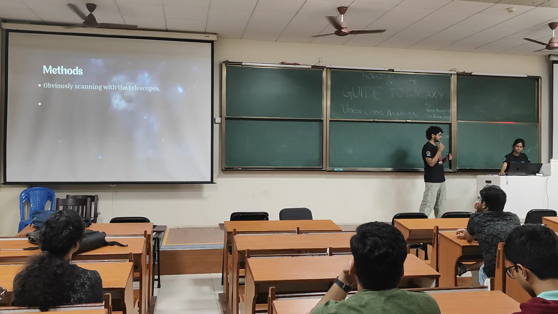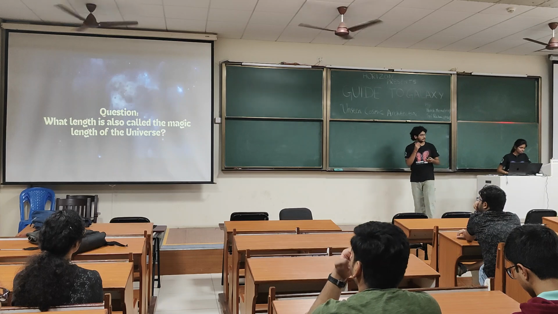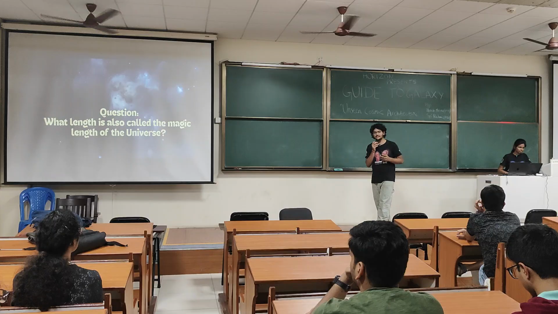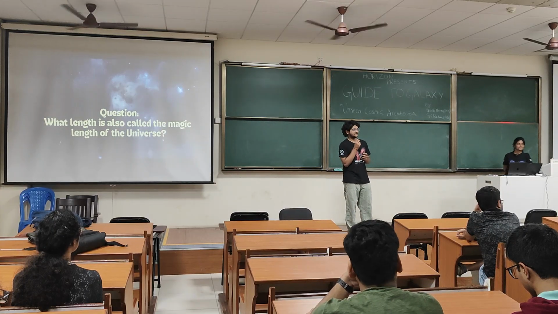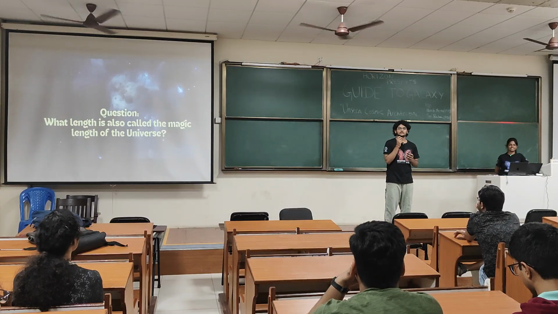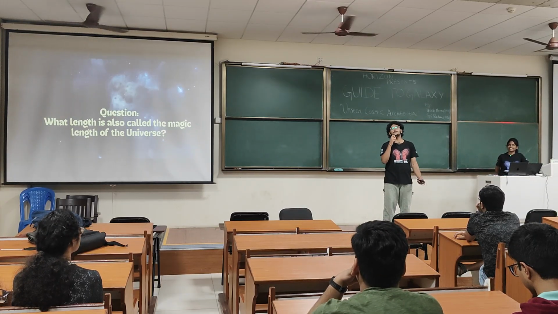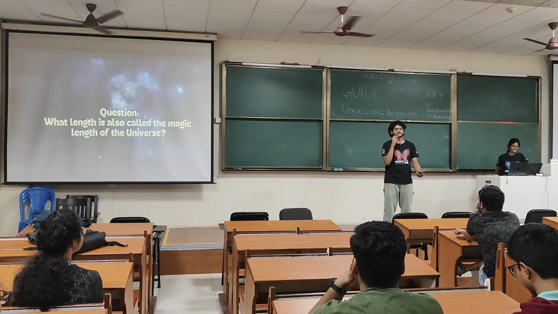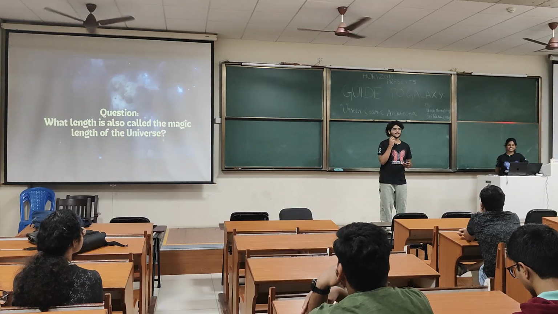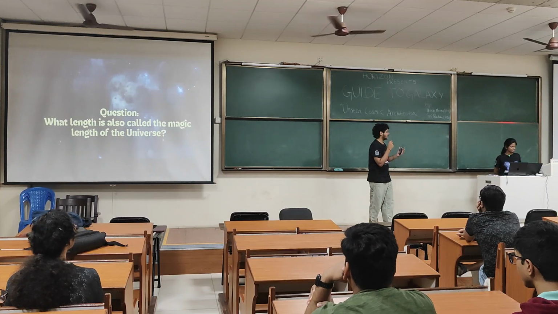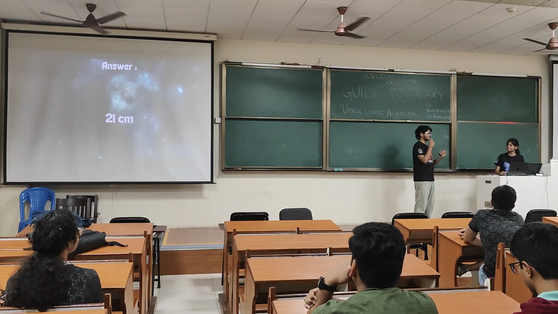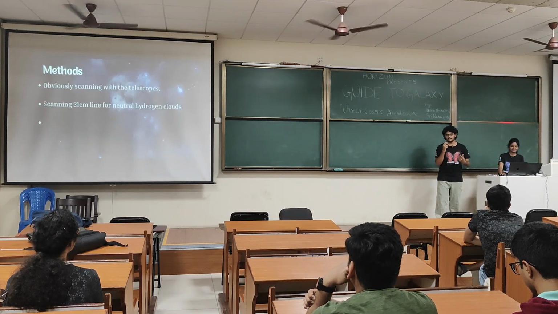So before that, I would like to ask a question to you guys. What length do you think is called the magic length of the universe? Parsec. Okay. And you can say a random number. 7 kilometers, you can say. Planck length or something. Good guess. But the answer to it is 21 centimeters. A very simple answer. But why 21 centimeters?